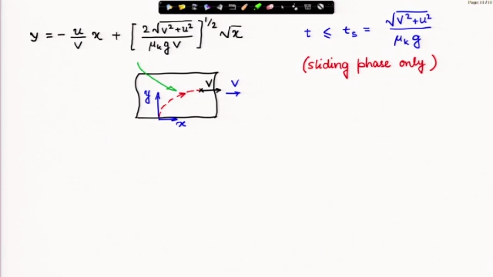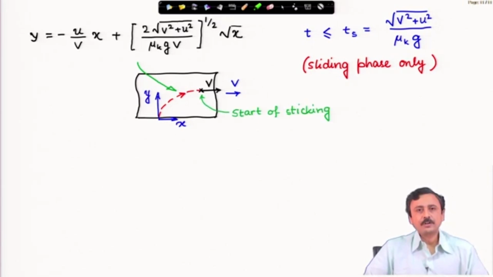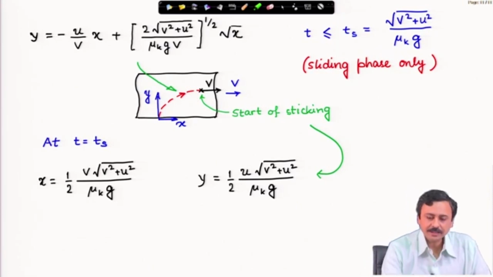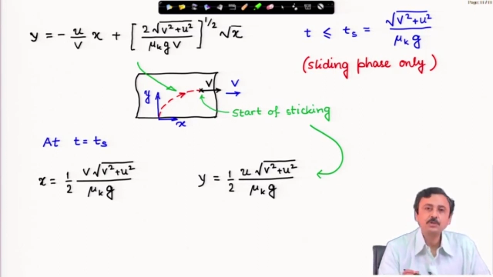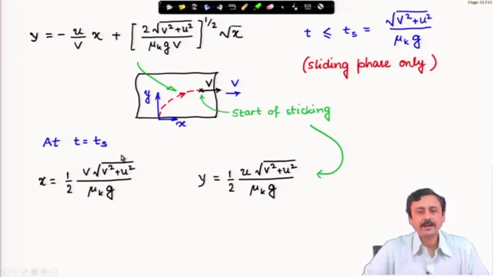At a certain point, Ts, the particle starts sticking, it sticks to the belt and then its velocity will be just capital V, it moves with the belt. This is the start of the sticking phase. At time t equal to Ts, let us find out where the particle has reached. Here what I have done is, in the time expression I have substituted time as Ts. So, here t is equal to Ts and I have found out what the x and y coordinates of the cylinder are.